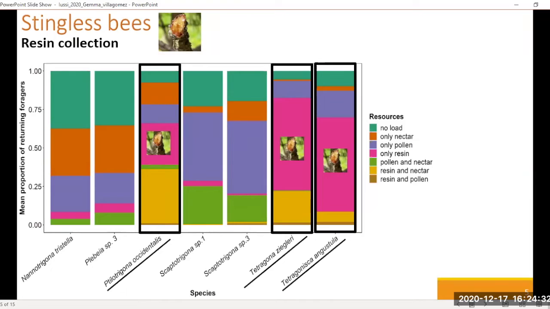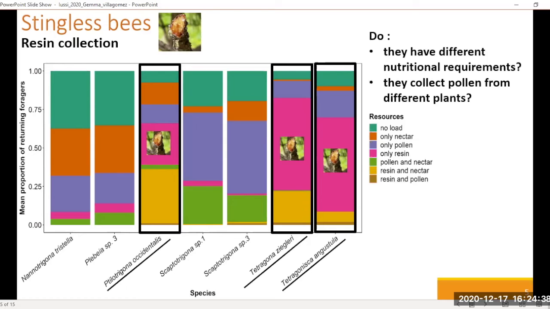And that raises the question: they really need the pollen for survival, so why do they collect so little? Do they have different nutritional requirements, so they need less, or are they completely different from the ones that collect mainly only pollen? Or do they collect pollen from different plants, and this other kind of pollen is maybe richer in fats and fatty acids that give the energy to the bees to survive? So these are the questions I want to address.